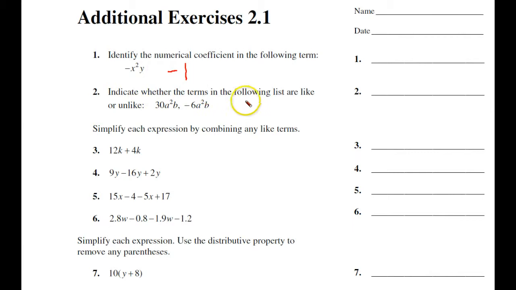Indicate whether the terms in the following list are like or unlike. Well, we had said in our lesson that like terms are determined by the variable. Are the variables the same, including the exponents? And the answer then is yes. They are like terms.